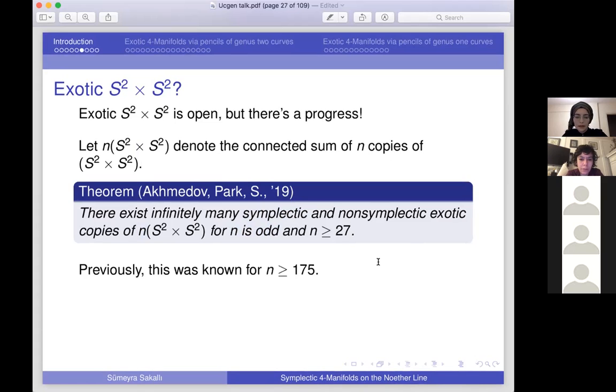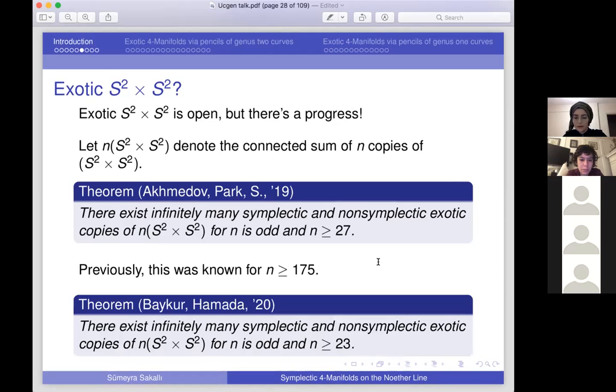Okay, and this year, 1.5 years after our work, there is another recent preprint, and they proved the theorem for n at least 23. And n is again odd, again to have a symplectic structure. So mainly they decreased the number by 2, using similar ideas, a similar approach.